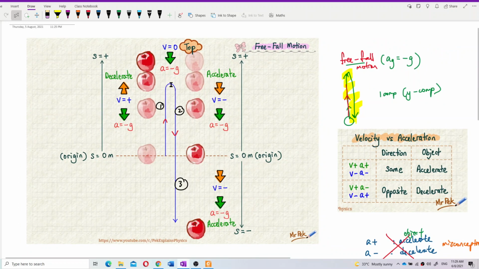And especially I want to emphasize the top position here.